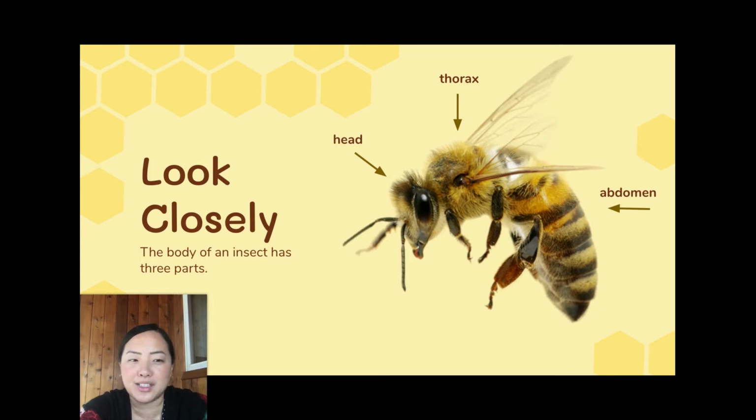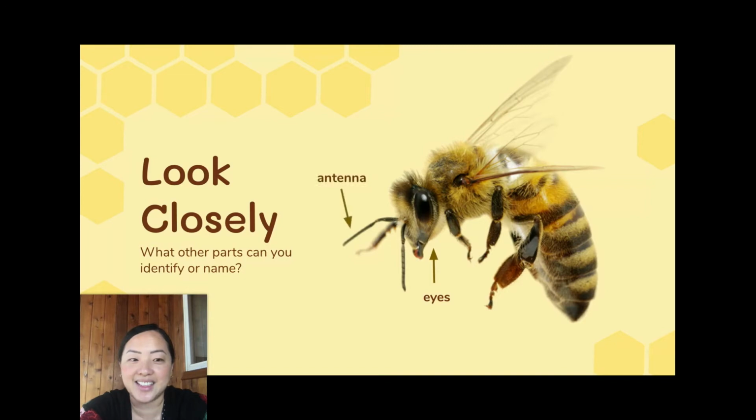What are some other details of an insect that we could identify or name? Well, I see these. Their eyes, antennas. Insects usually have 6 legs, and some of them can fly, so they have wings.